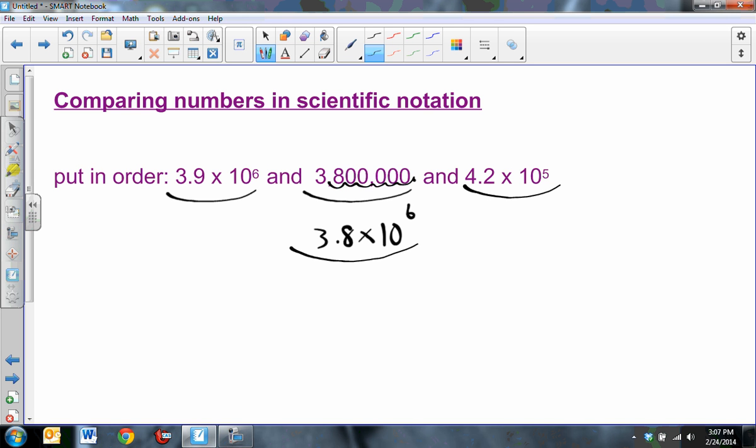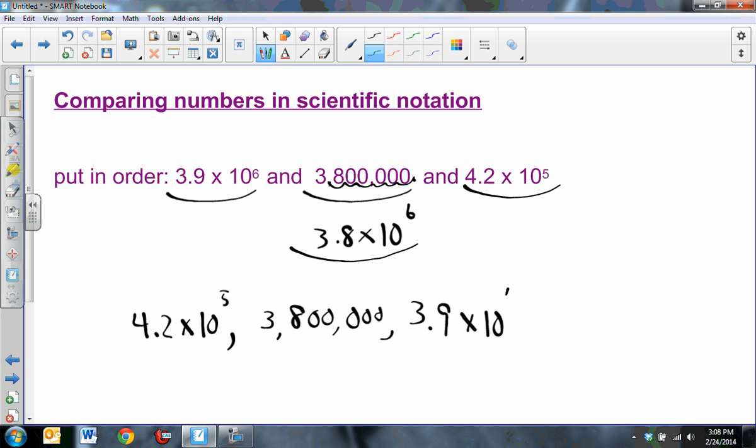So which one's the smallest, would you say? Well, it's still the third one because it has the smallest power of 10. So we're going to write 4.2 times 10 to the 5th first. And then which is next? Which is smaller, 3.8 times 10 to the 6th or 3.9 times 10 to the 6th? Well, if you're thinking it's the 3.8, you're absolutely correct. But let's write it in the form it was originally given to us. So we'll write it as 3,800,000. And then our last one is 3.9 times 10 to the 6th.